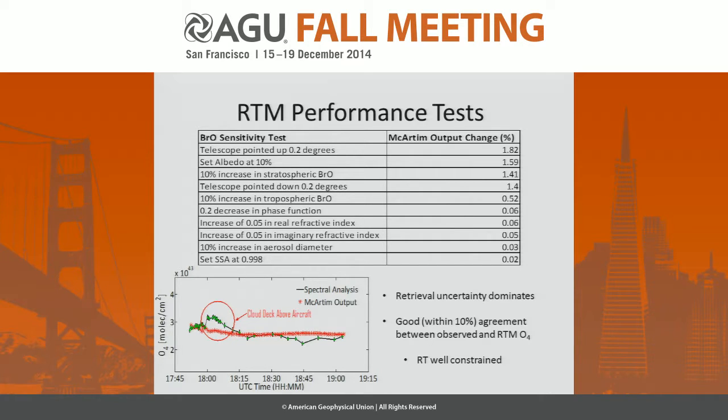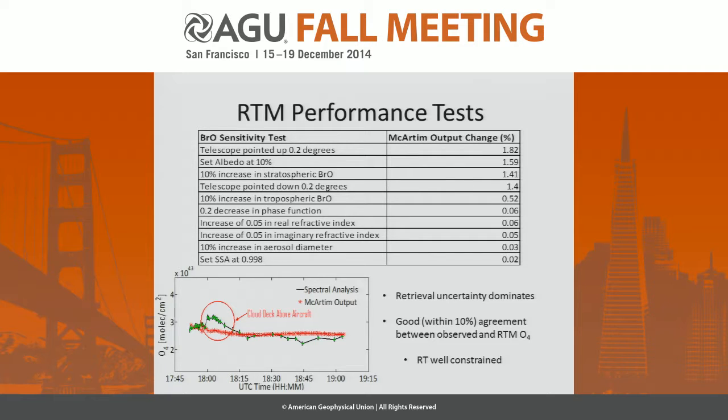Now, I'll draw your attention, however, to just one fact on here. When we increase the amount of BrO in the troposphere, which is technically just below the aircraft in this case, we only saw a change of around 0.5%, indicating that we are somewhat sensitive to other altitudes, however, not nearly as sensitive as to the atmosphere ahead of the aircraft.